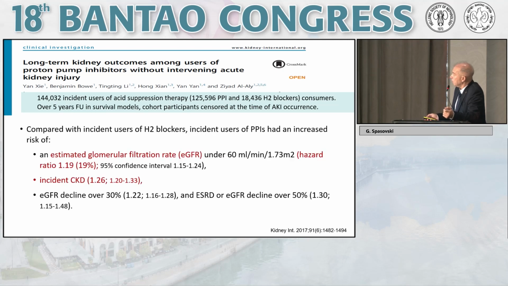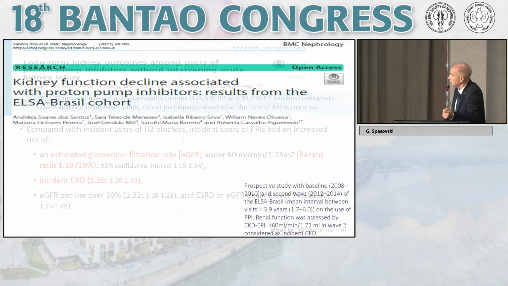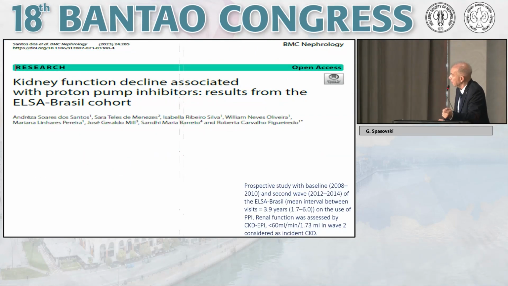And compared with incident users of H2 blockers, PPI users are at risk of an estimated GFR under 60, with 19% increased risk, incident CKD 26% risk, and GFR decline over 30% in 22%, and the risk is higher in those who are using these PPIs for a long time.